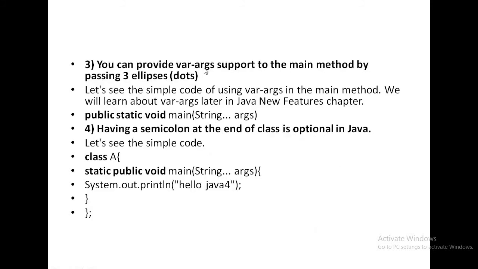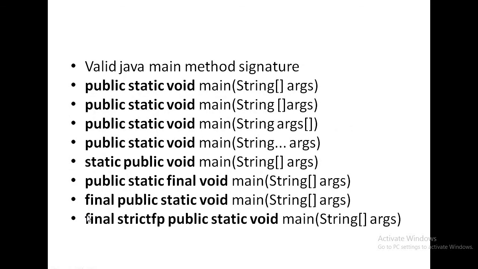You can also provide varargs support to the main method by passing three ellipses. We have already discussed String... args. This is nothing but my ellipsis operator. And the fourth one is that having a semicolon at the end of a class is optional in Java. It is not required to put the semicolon at the end of the class. And these are valid Java main methods. You can write in any way.